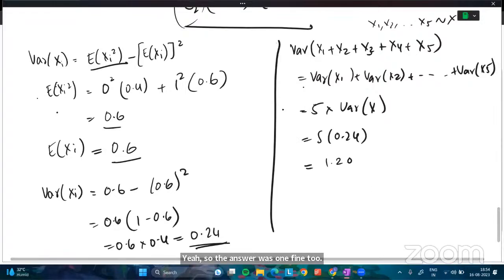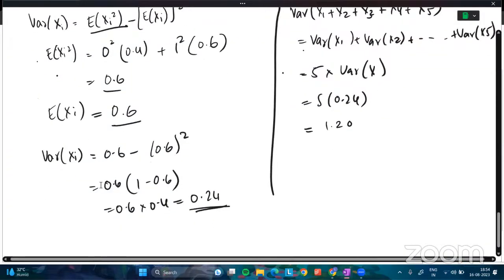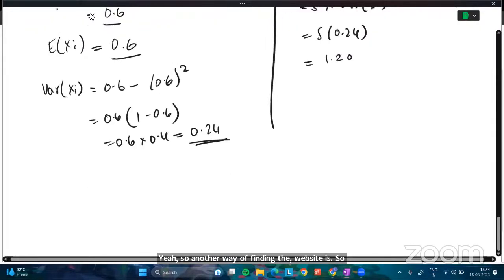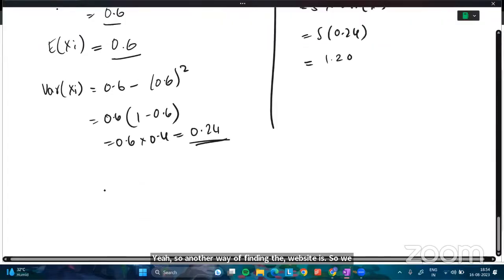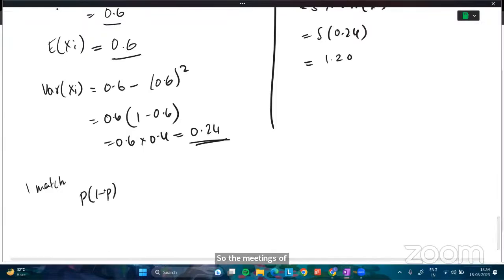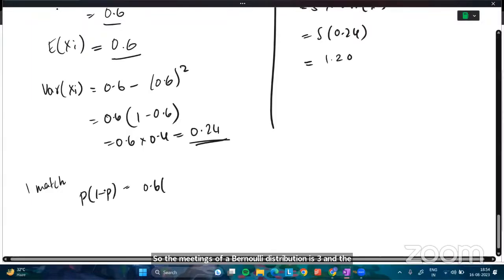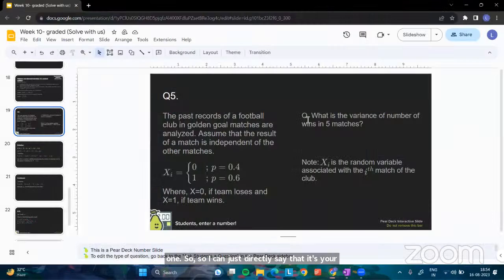Yeah, so another way of finding the variance of xi is, we do know that this is a Bernoulli distribution if we're only looking at one match. So the variance of a Bernoulli distribution is p into 1 minus p. So p is 0.6, so we can just directly say that it's 0.6 into 0.4. Yeah, is this question clear?